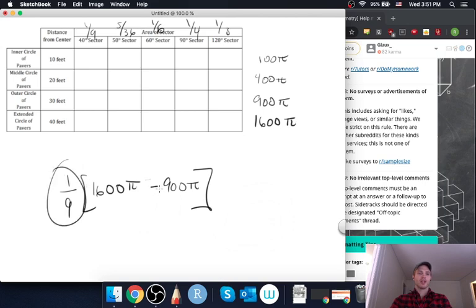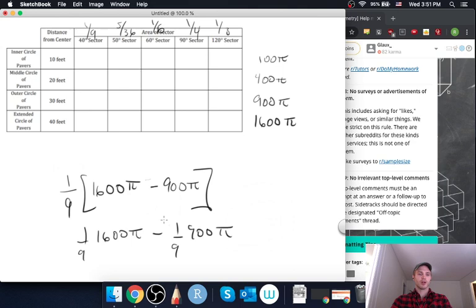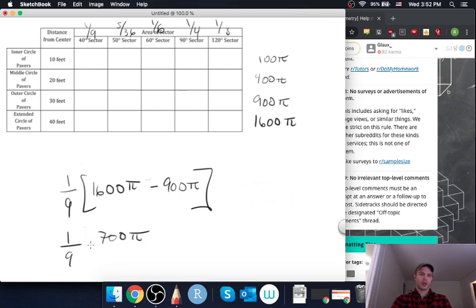So here I take 1/9 of this slice, and then I subtract 1/9 of this slice from it. You could write this as 1/9 times 1600 minus 1/9 of 900 if you want, but having it factored like this helps you subtract it easily. So this is going to be 700 pi. Are there any factors of 3 in here? No, you add up all the digits and it's not. So this is 700 pi over 9.